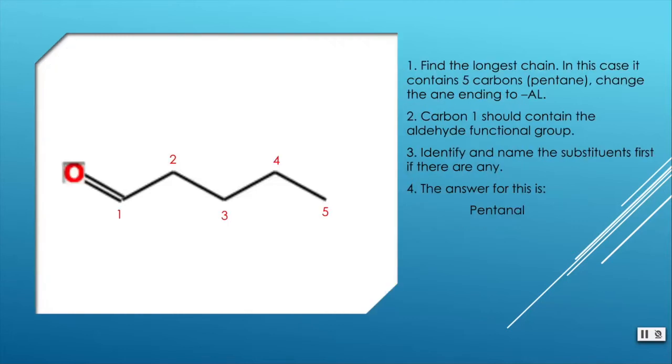1. Find the longest chain. In this case, it contains 5 carbons, or a pentane. Change the -ane ending to -al. 2. Carbon 1 should contain the aldehyde functional group. 3. Identify and name the substituents first, if there are any. 4. The answer for this is pentanal.